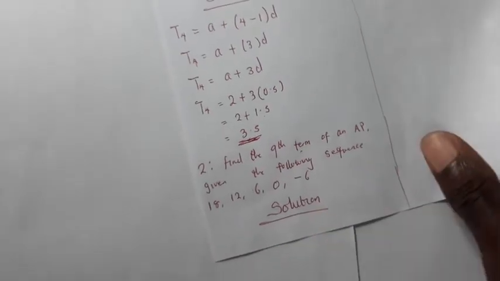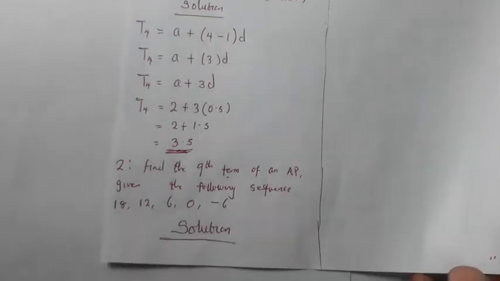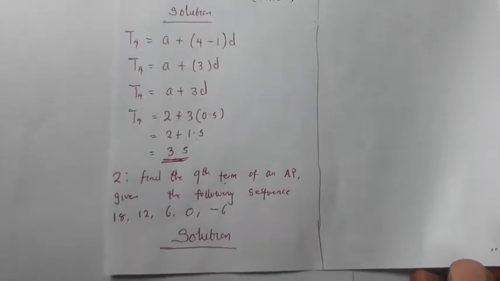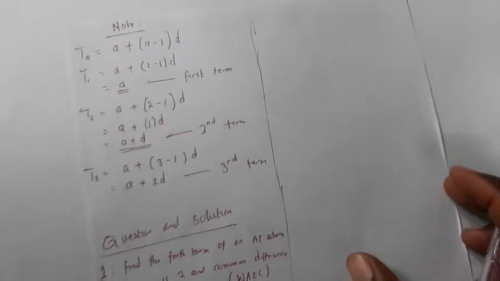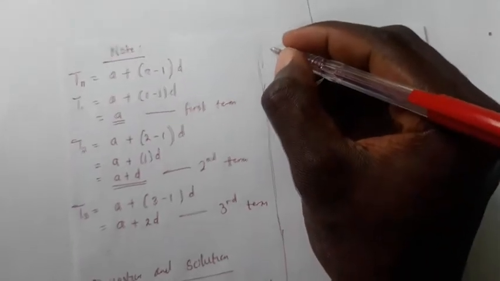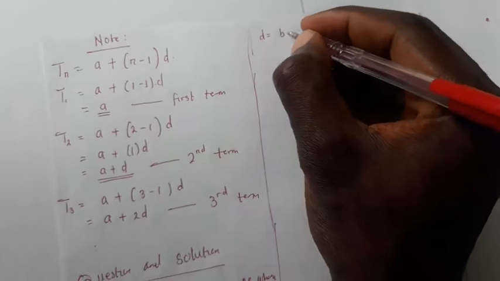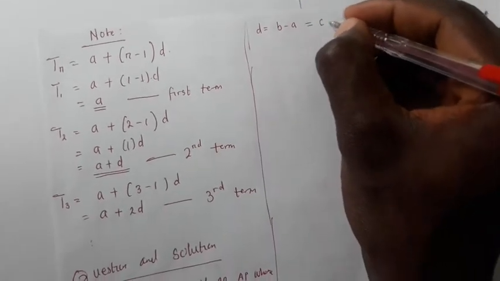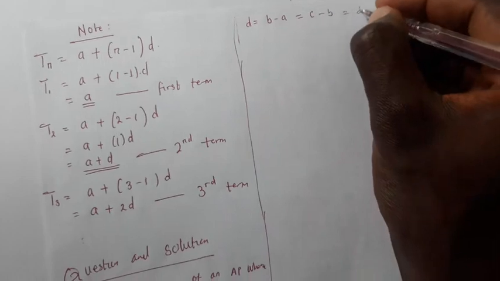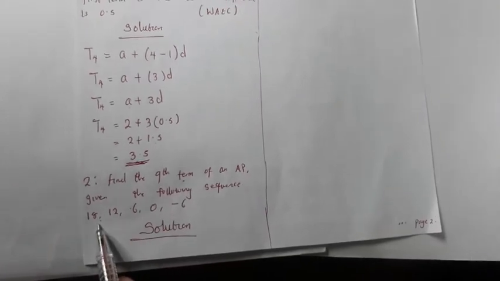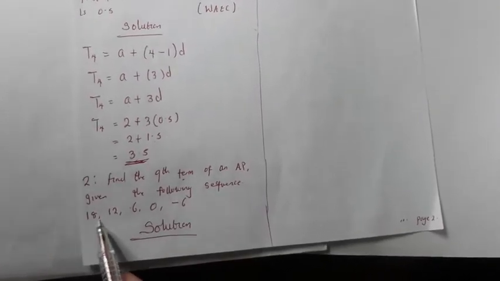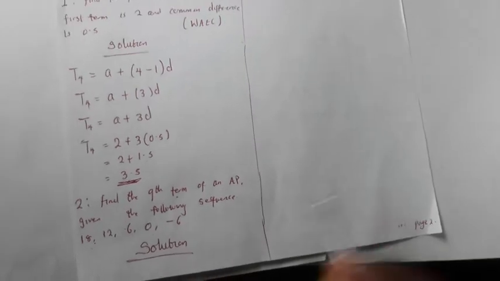If you notice, when a series is given this way, the first thing we are going to do is to find the common difference. By the formula of calculating the common difference, D is equals to B minus A, and it must equals to C minus B. It must be equals to D minus C. Whereas the series is 18, 12, 6, 0, and minus 6. The first term is A, which is 18, B, C, D, E, respectively.